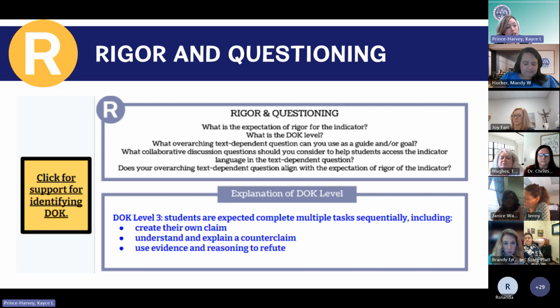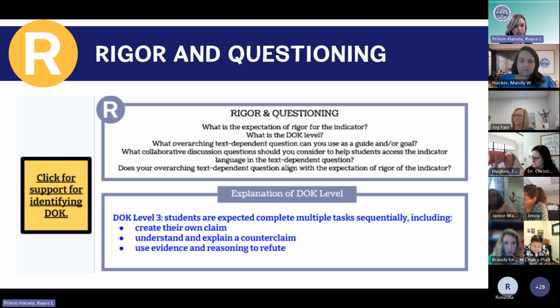But if I'm just looking at the language of that indicator and really that sub-indicator, I'm going to call that a DOK level 3 because students are going to be expected to complete multiple tasks sequentially. So they are going to have to create their own claim in order to also understand and explain the counterclaim. So first they need to create the claim, then they need to understand and explain a counterclaim. And then the last piece there is going to be to use evidence and reasoning to refute.